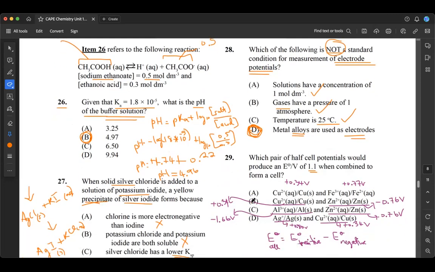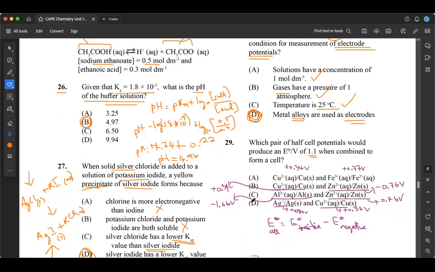So moving along to 29 now. 29 says, which pair of half cell potentials would produce a cell potential of 1.1 volt when combined to form a cell? So the way that we have to approach this one is we have to know how to calculate a cell potential. So we have to be able to look at these half equations and say when we combine them, would we get the cell potential?